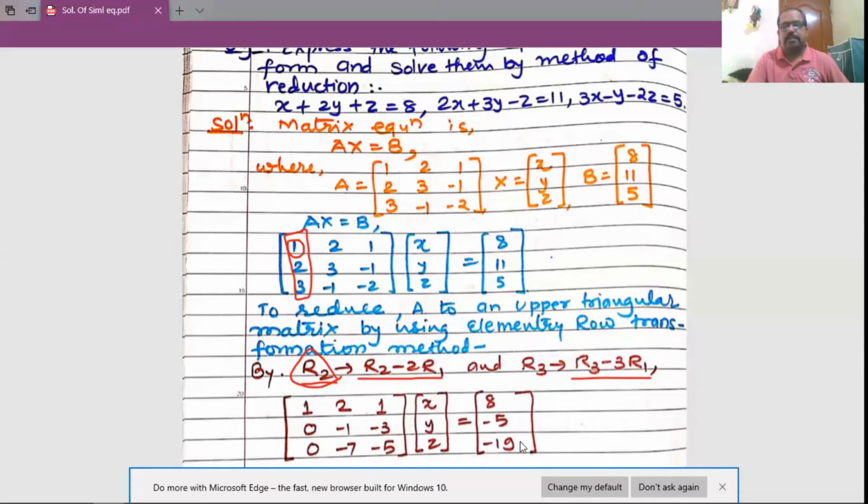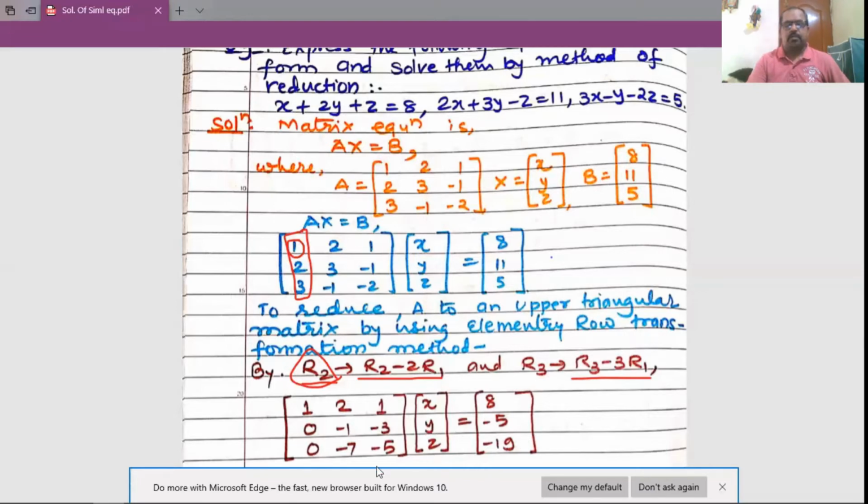And then the same should be applied to the right side matrix also. Here if I multiply this 8 by 3, it becomes 24. Taking the difference, 5 minus 24. How much is 5 minus 24? It will be minus 19. Is it clear for all? Okay, fine.